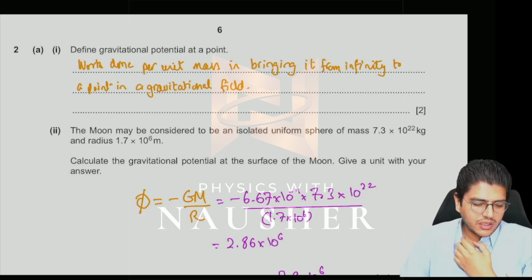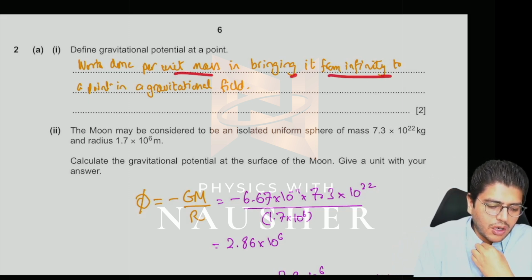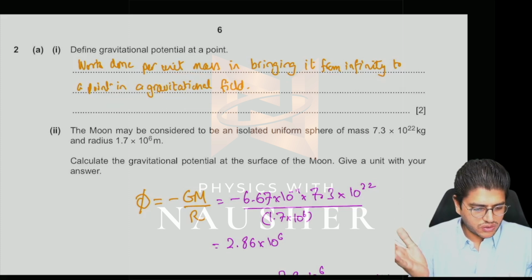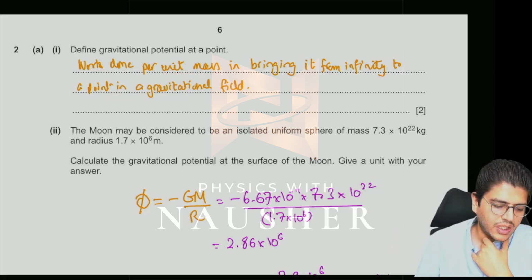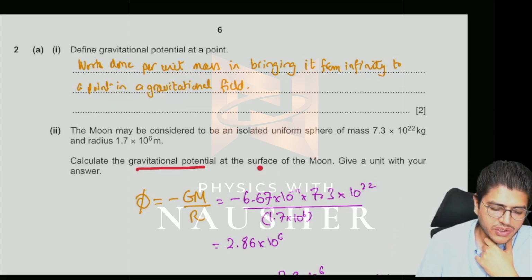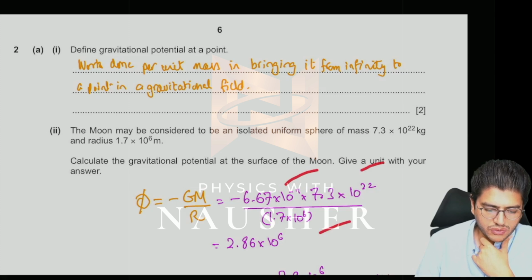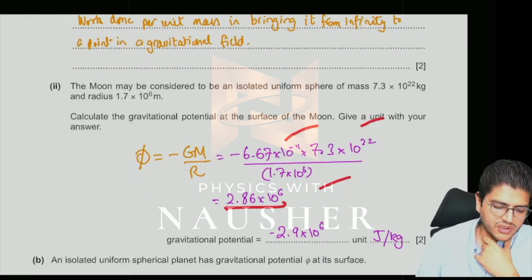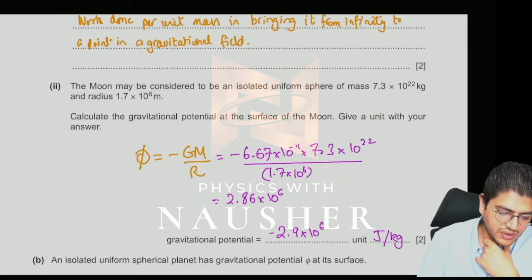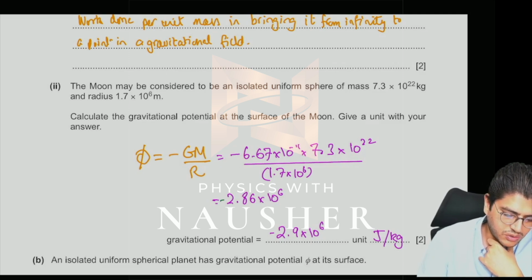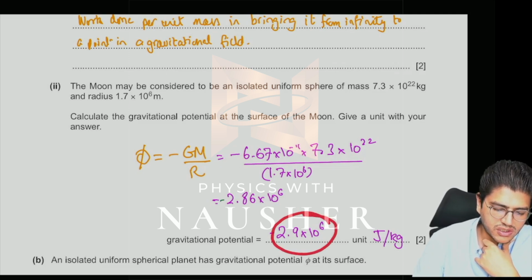So: work done per unit mass in bringing it from infinity to a point in a gravitational field. There's no question about it. You have to memorize it. What is the gravitational potential at the surface of the moon? They've given you the mass, they've given you the radius, easy question, minus GM over r, just plug in the values, and the answer is 2.86 times 10 to the power 6. And obviously there is a negative sign, so this answer is going to be negative, and you write minus 2.9 times 10 to the power 6.